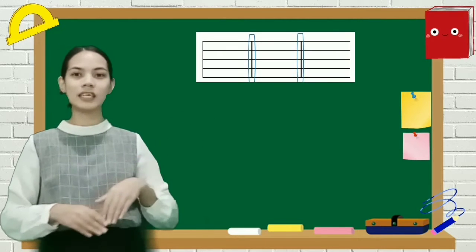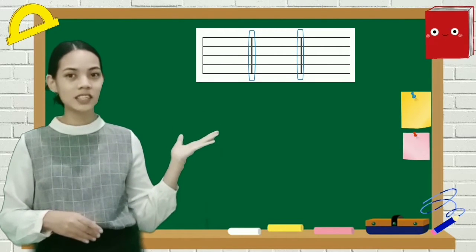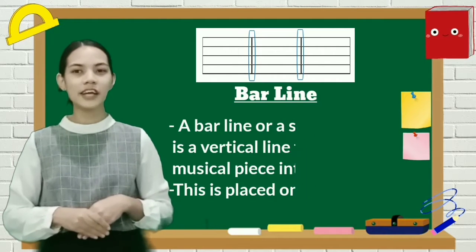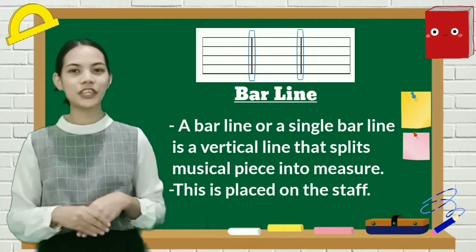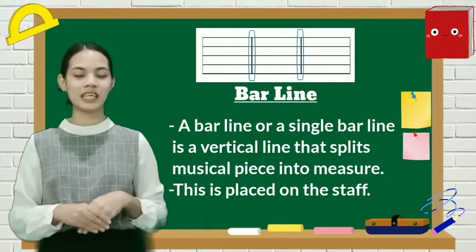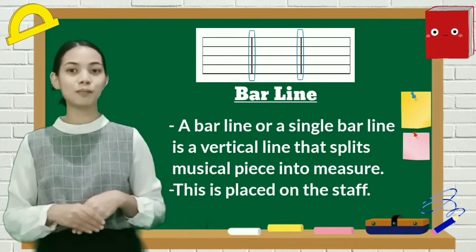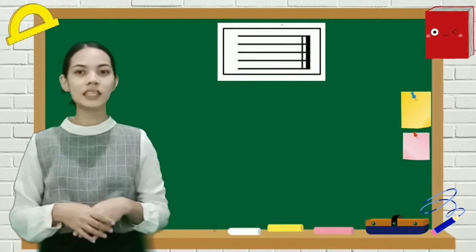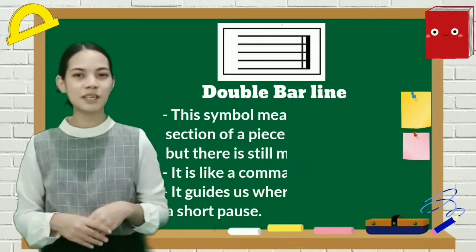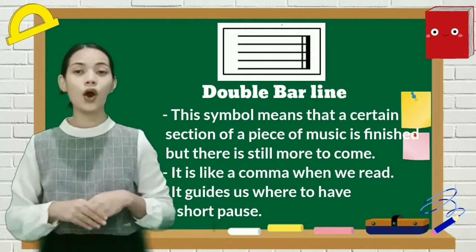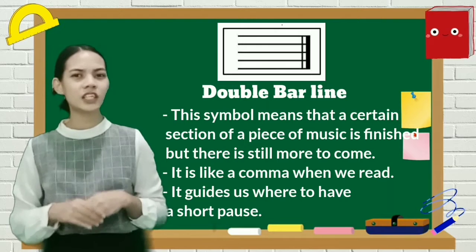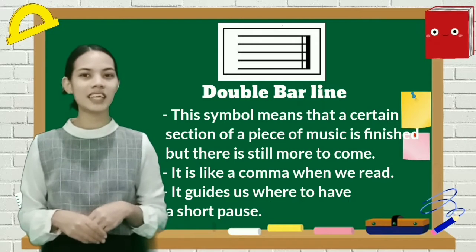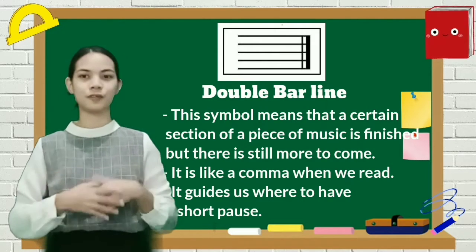So next symbol is the, what do you call this? Very good, the bar line. The bar line or a single bar line is a vertical line that splits a musical piece into measures. This is placed on the staff. Okay, so this symbol is the double bar line. This symbol means that a certain section of a piece is finished, but there is still more to come. It is like a comma when you read. It guides us to where we should pause.